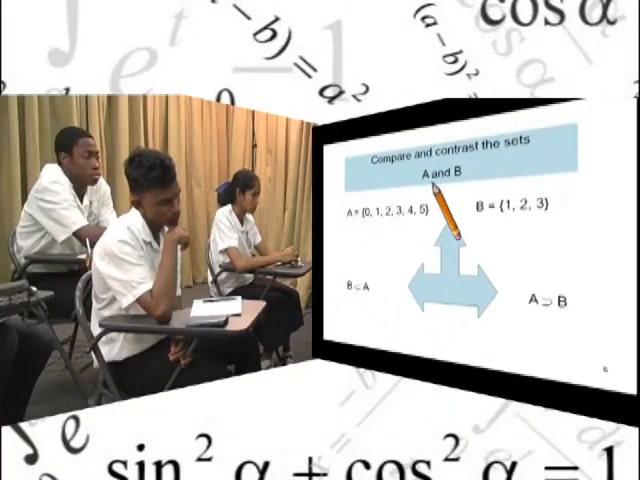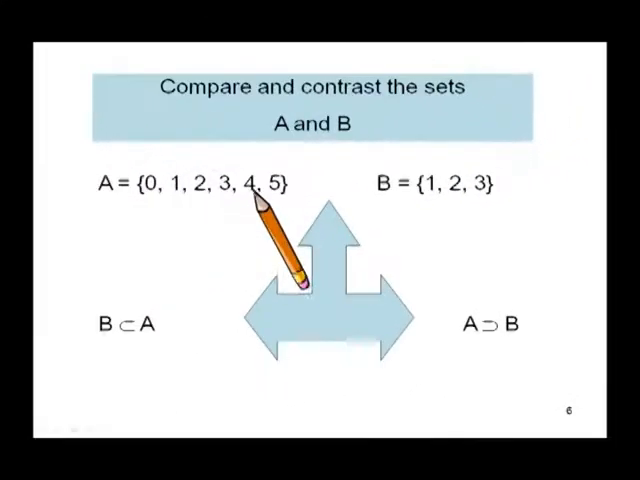Compare and contrast the sets A and B. The set A is equal to {0, 1, 2, 3, 4, 5}. Set B is equal to {1, 2, 3}. B is a subset of A. A contains B.